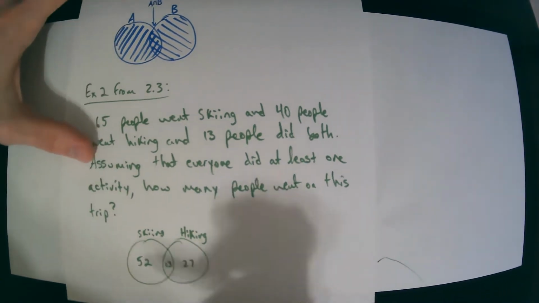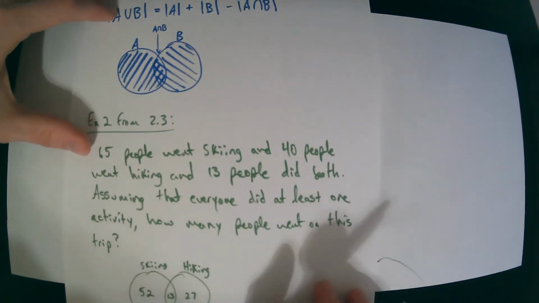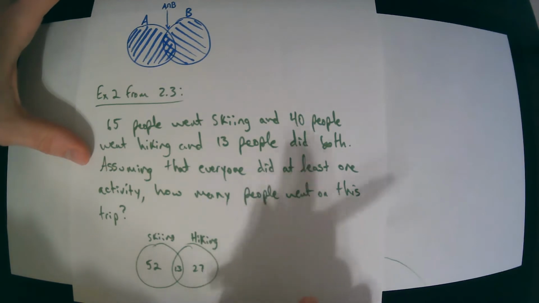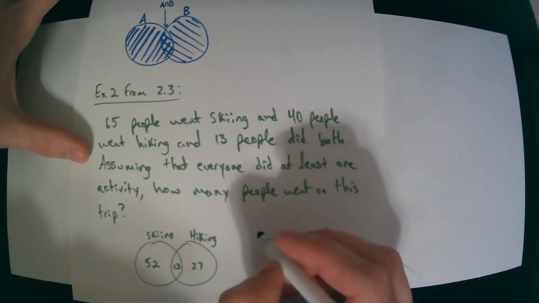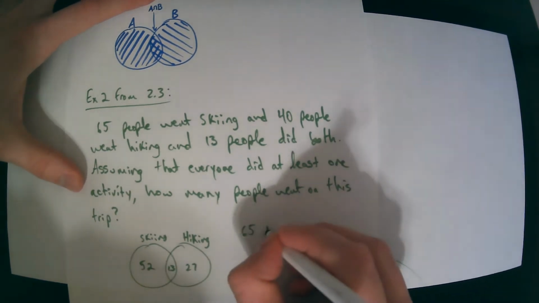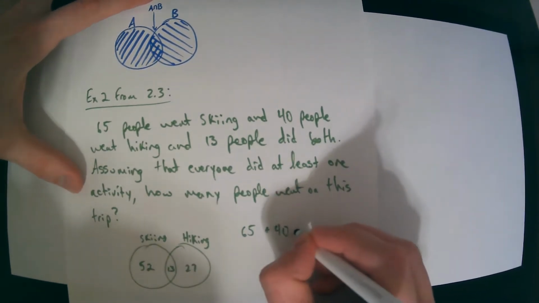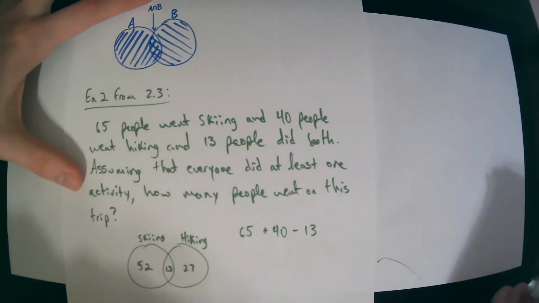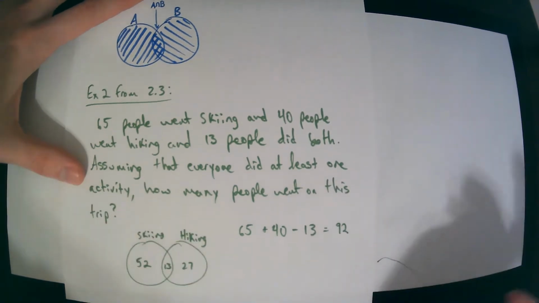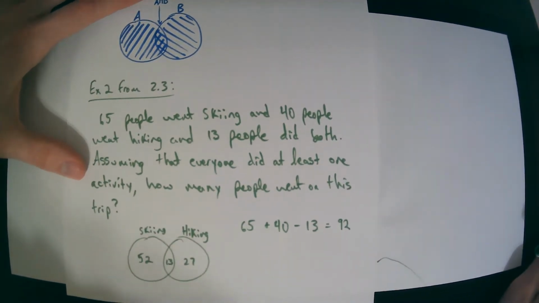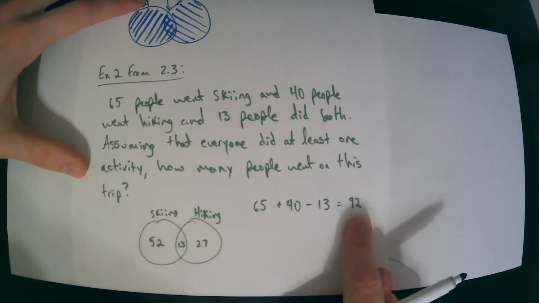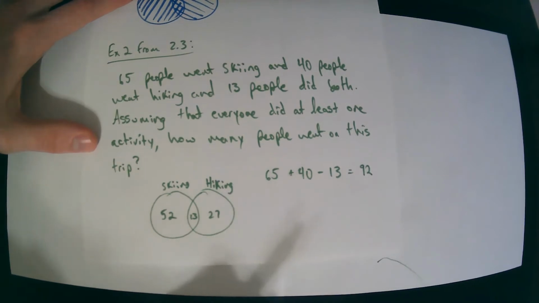Yeah. But to use the inclusion-exclusion principle, we would say the cardinal number of the union of these sets would be equal to the cardinal number of the first set, so 65, plus the cardinal number of the second set, which is 40, minus that intersection. And that's going to give us that 92. Two different ways of doing it. This is using the principle, and this is using the picture.